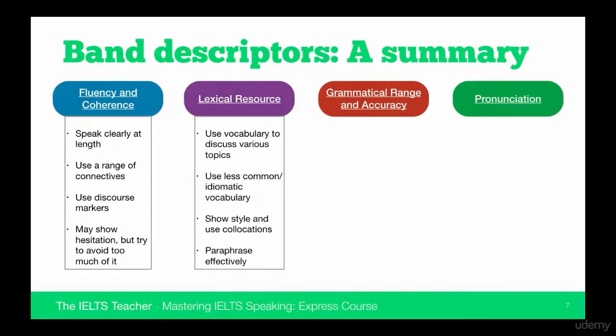In terms of lexical resource, to score a band 7, you need to use vocabulary to discuss a variety of different topics and be comfortable talking about different topics. Use less common vocabulary and try to use a few idioms as well. Show style and use collocations.